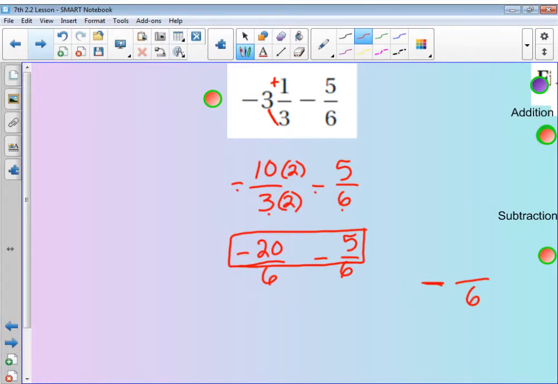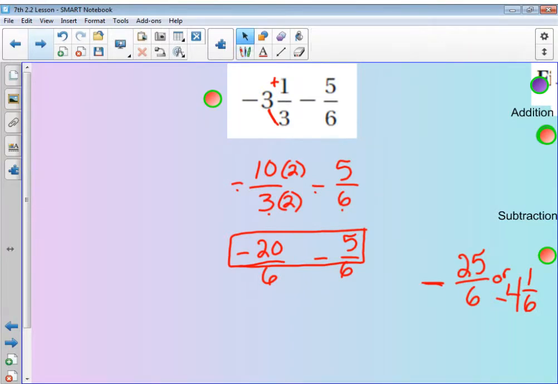And now a negative and a negative, those are the same symbol. I'm going to find the sum. So 20 and 5 is 25. So I get negative 25/6, or that would change into negative 4, which would put me at 24. Need one more to get to 25 over 6. So it's either negative 25/6 or negative 4 and 1/6. Okay, so I want you to try this next one.